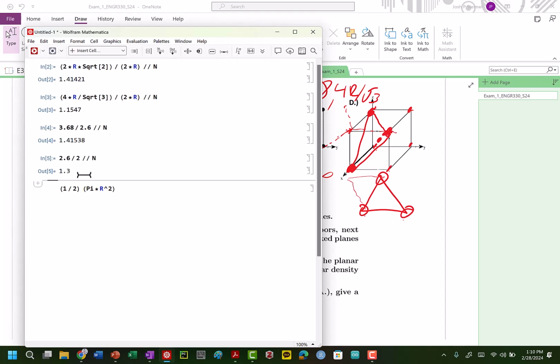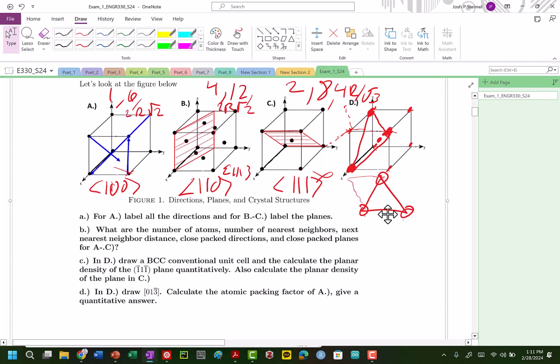And then this is our BCC. So A of BCC is equal to 4 times r divided by square root of 3. And we know that this length here is going to be A of BCC times square root of 2. And we know our equation for an equilateral triangle, the area is equal to, if you call this distance x, square root of 3 over 4 x squared.